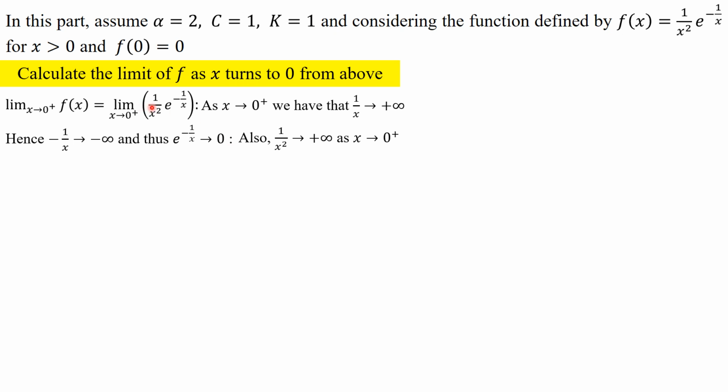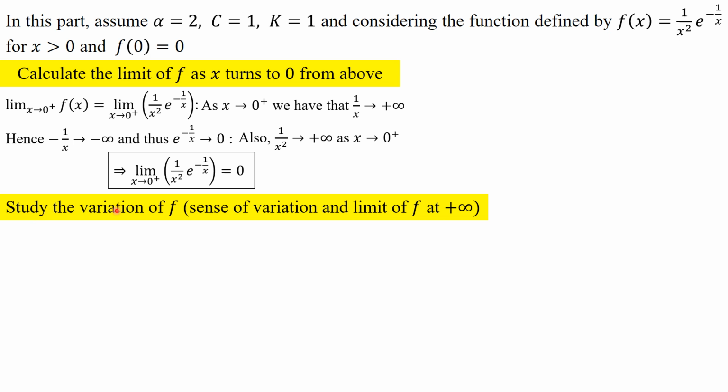Now 1 over x squared here will be tending to positive infinity as x is tending to 0 from above. So we can draw a conclusion that as x tends to 0 from above, 1 over x squared is tending to positive infinity, and e raised to the power negative 1 over x is tending to 0. So the product of the two will be tending to 0, because this is tending to 0 and this is tending to positive infinity, and we are doing the product, so finally it's going to be tending to 0. So the limit as x tends to 0 from above of my function is equal to 0.